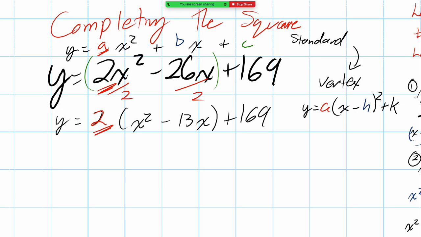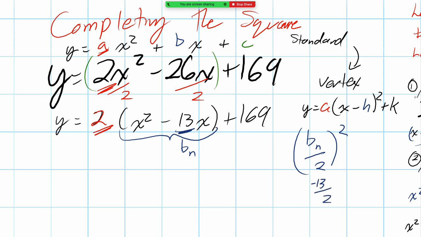The next step here is we're trying to create a perfect square trinomial in the middle. This is what we're trying to do. So we're going to take this. This is our new b. We can say like bn if we want. And this is where we do that little calculation on the side where bn divided by 2, and then we square it. So in this case, that's going to be negative 13. Okay. And it's going to be a fraction for us. Negative 13 divided by 2 squared.